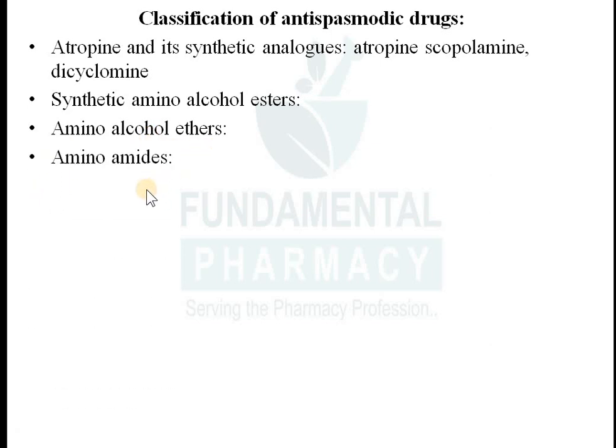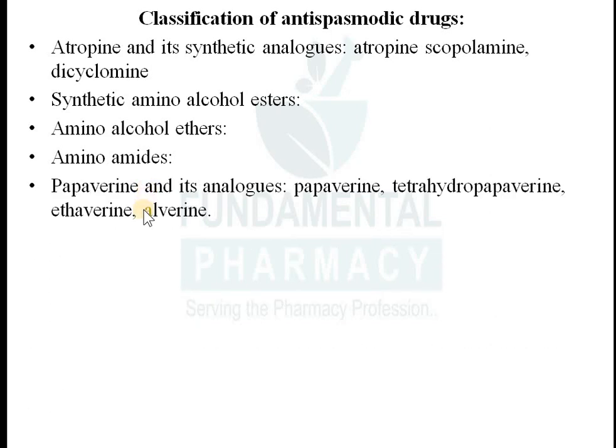Then amino amide is there. Then papaverine and its analogs. This is another totally separate class, papaverine and its analogs. They will relieve your spasm by acting through a different method. Papaverine, tetrahydropapaverine, ethaverine and alverine. Then miscellaneous agents are also there.